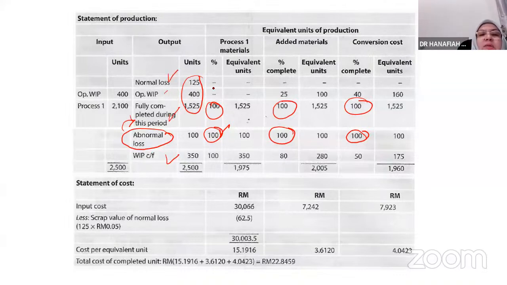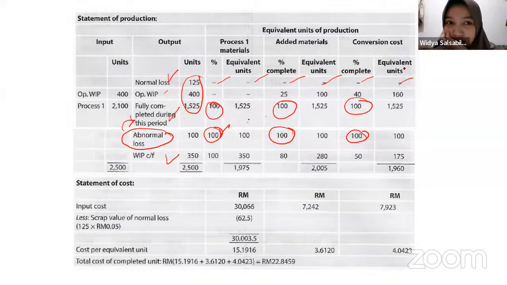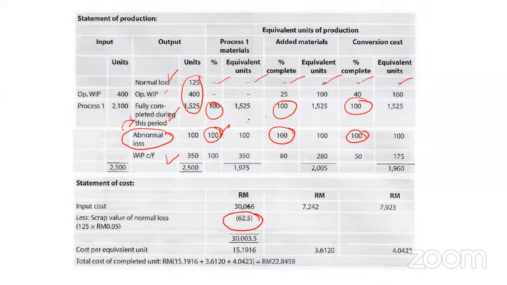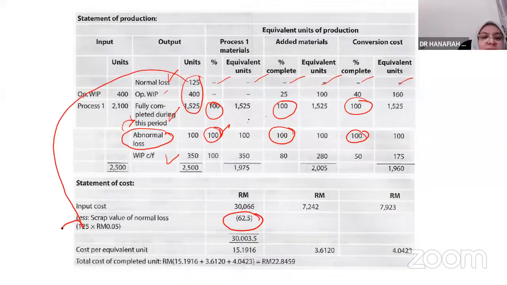If you look at the normal loss, no figures here. Why? For normal loss, there's no equivalent unit. If you have 120, if you have 1,000, you write no equivalent unit. It can't be used, but it can be sold. Remember, the equivalent unit and the scrap value are different. Normal loss can be sold, then you will have this figure, right? This is the 125, can be sold. However, no equivalent unit because it is a loss.